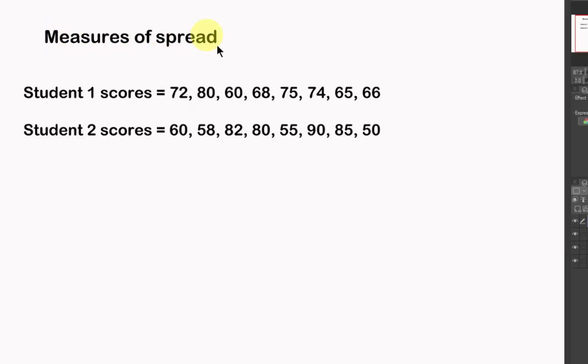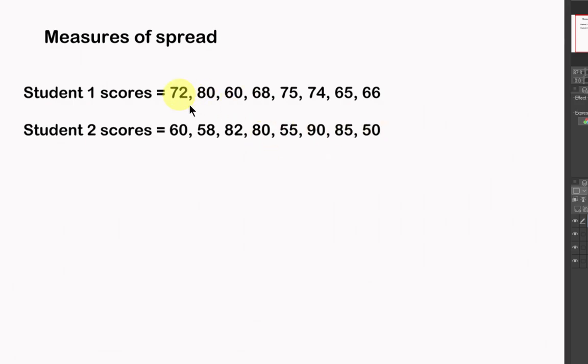Measures of spread. Okay, here I have two students' scores, so you can see the scores. Now have a look at them carefully and see if you notice anything. Well, obviously without doing any kind of maths, the first thing that we notice is that the first student tends to get more similar scores, whereas the second student is going a little bit up and down. They've got some quite low scores like 50, but also high scores like 90.